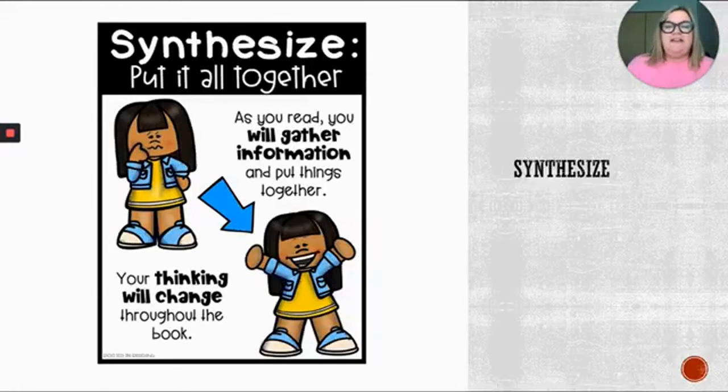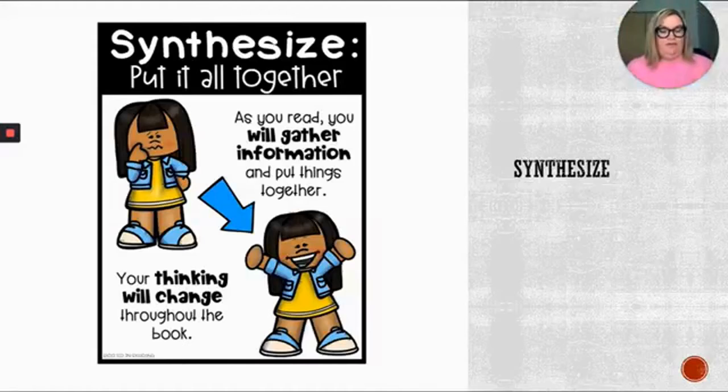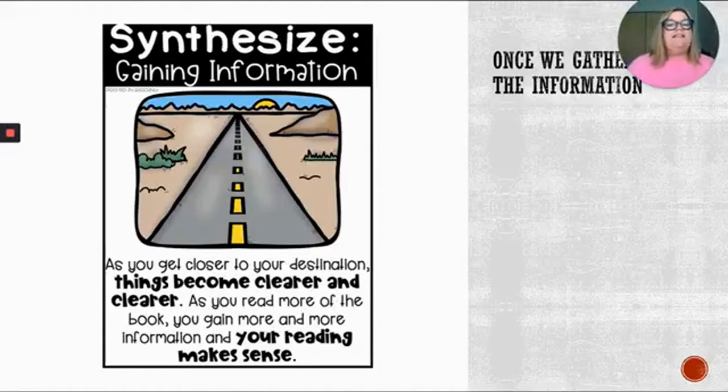And then the next thing you need to do is synthesize. As you're reading, you're going to gain information, you're going to gather it, you're going to think about what will change throughout the book. So we're going to be making predictions about Carl today, and then we're going to synthesize our information. As we get closer to our destination, basically, as we're finishing this book, things are going to become clearer and clearer. As you read more of the book, you will gain more information about what you're reading and how it makes sense. So we're going to be making predictions. That basically means, what do we think is going to happen to Carl?